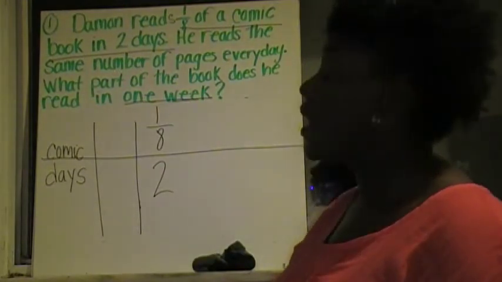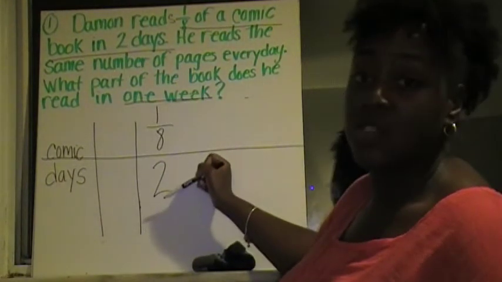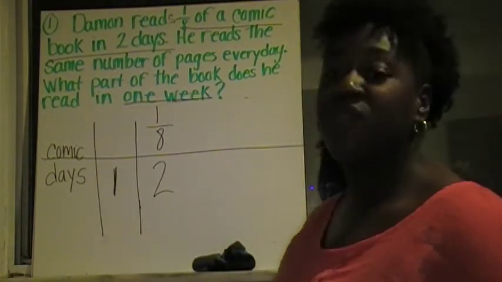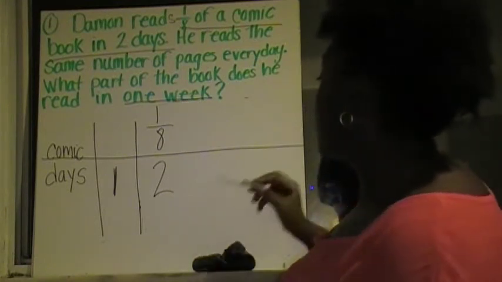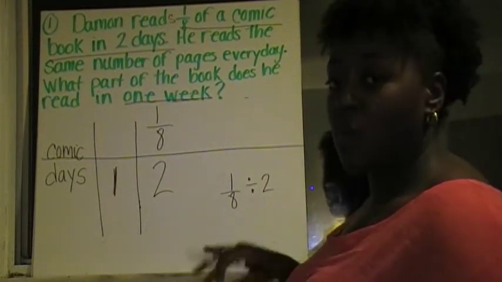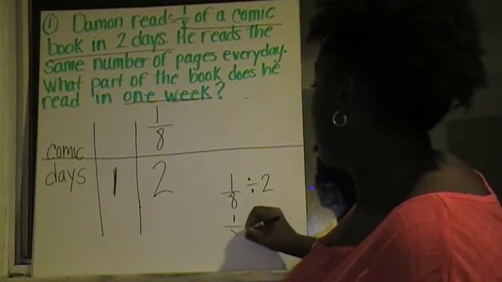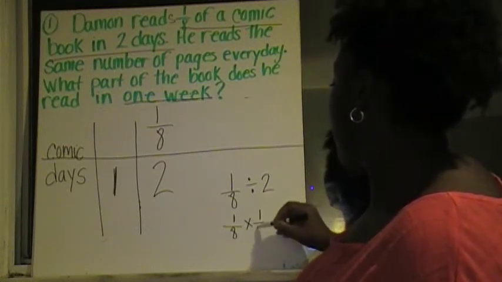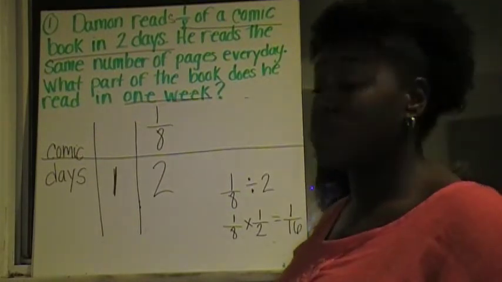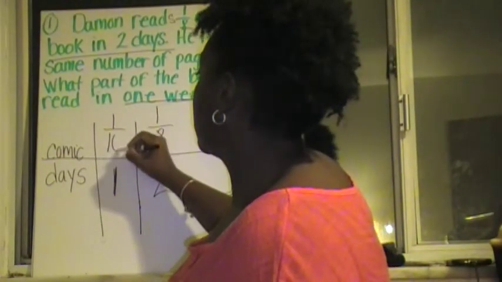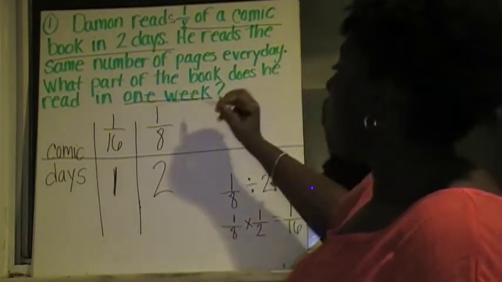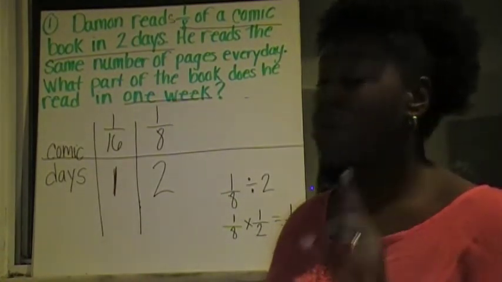So I need to know, if he reads 1/8 of a comic book in 2 days, how much does Damon read in 1 day? How do I find the unit rate? I divide. So let's divide 1/8 divided by 2. Going back, this is 1/8 times 1/2, and this is 1/16. So the unit rate that Damon reads is 1/16 of the book in 1 day. We have 2 days. Now the question says, what part of the book does he read in 1 week?